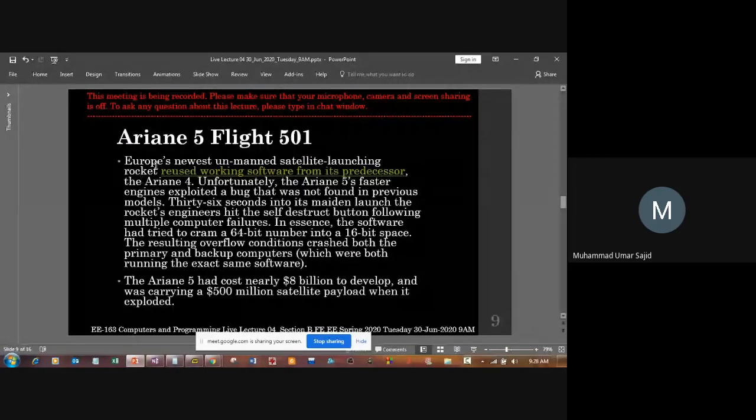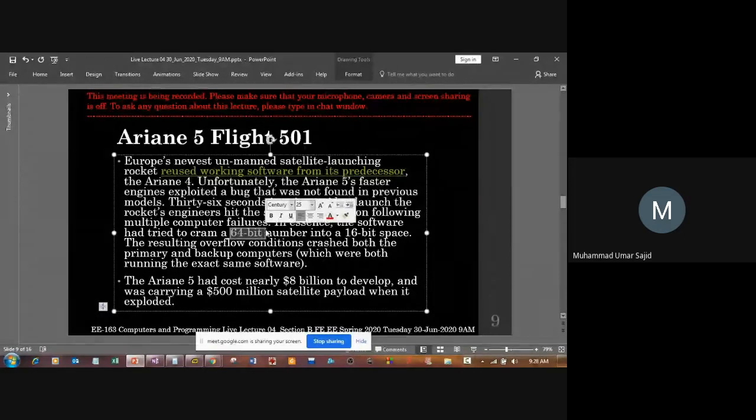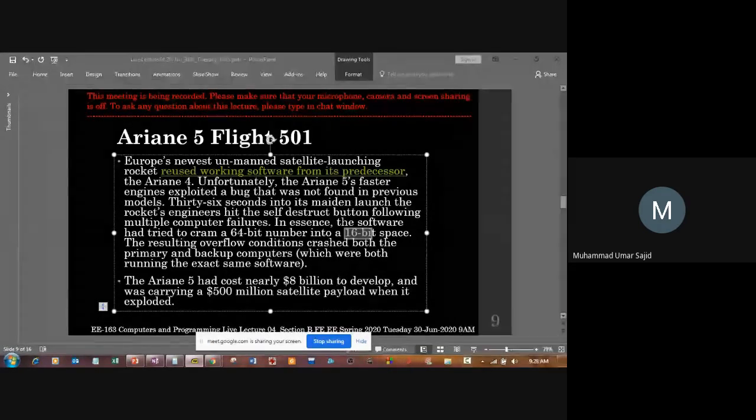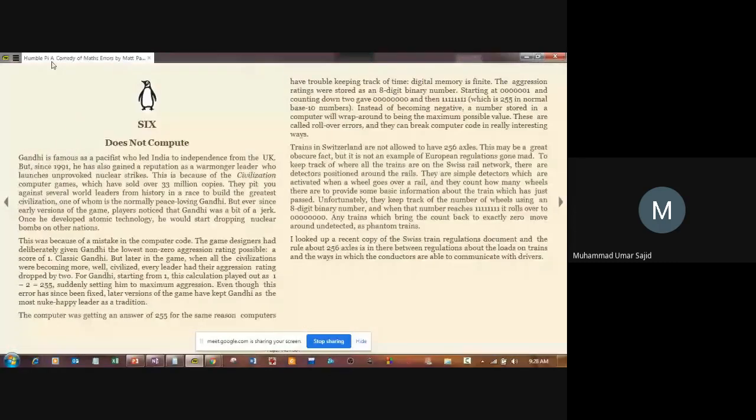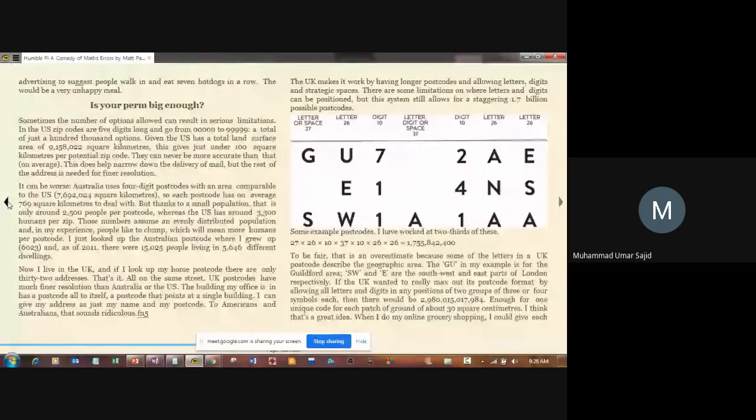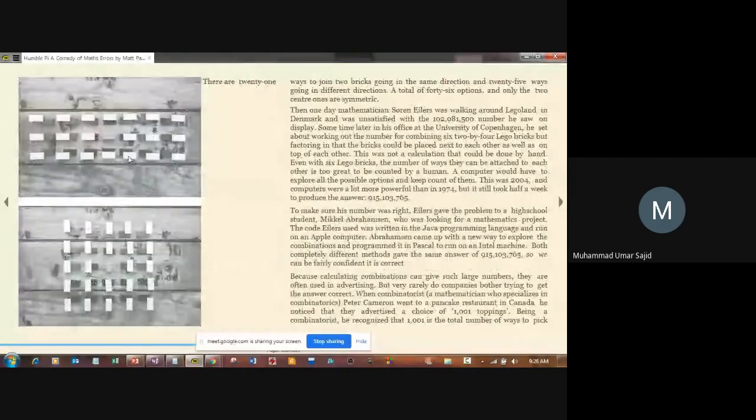This is an example of an overflow error, not exactly an overflow error, but there was this famous case of the Ariane 5 rocket. It exploded because they were trying to fit a 64-bit number in a 16-bit space, and that crashed both the primary and the backup computers. This example is given not in chapter 6, but in chapter 13, actually.